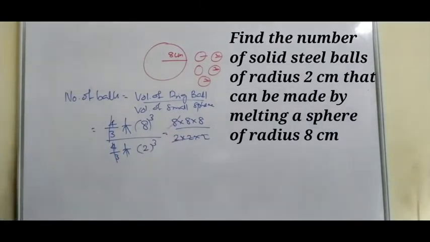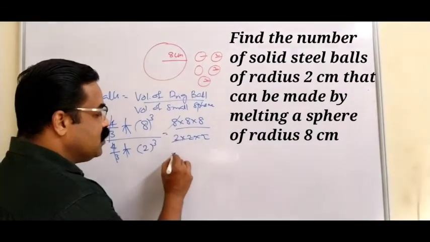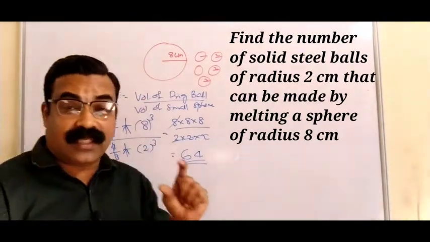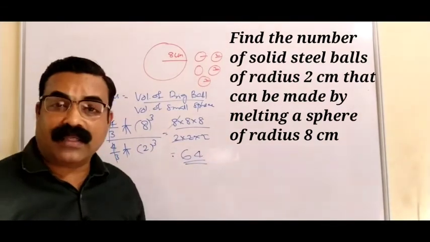The 8 and the 2, 2, 2 cancel. Remaining is 8 into 8. What is 8 into 8? 64. So how many balls can we make out of this big ball? 64 balls we can make. So accordingly you can mark the correct option.